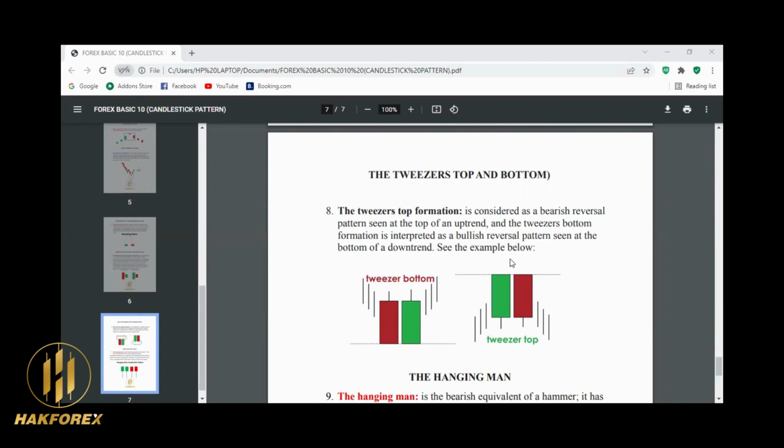Okay, so we have different types of Harami. You have different types of Tweezer. We have the Tweezer top, we have the Tweezer bottom. Okay, so your Tweezer bottom, you look to buy from a Tweezer bottom.